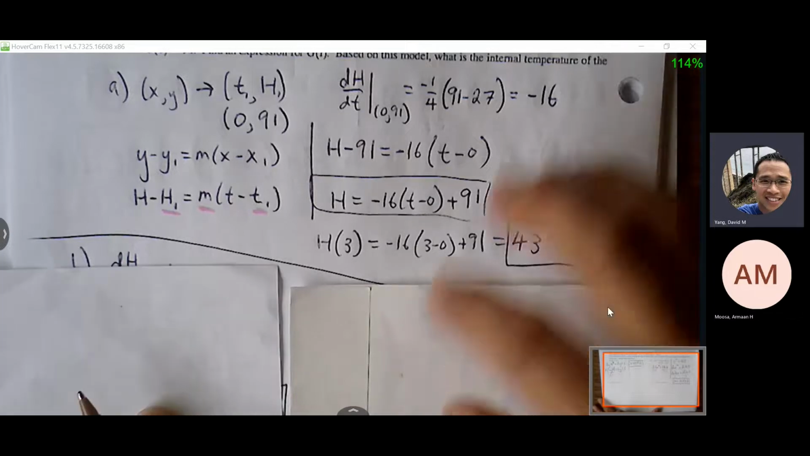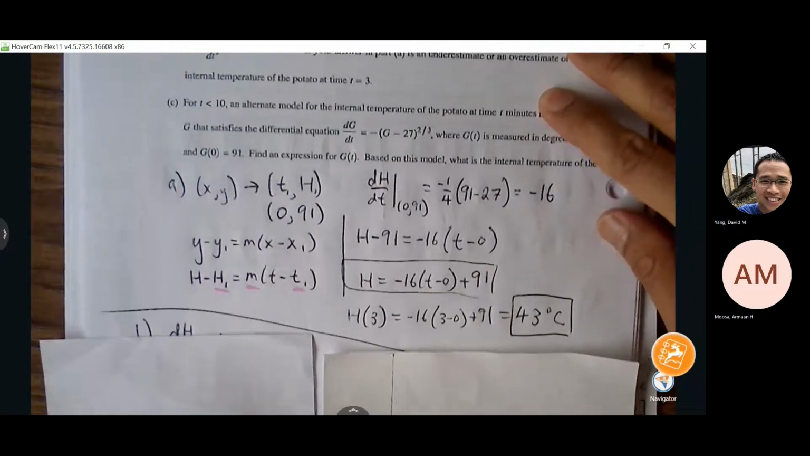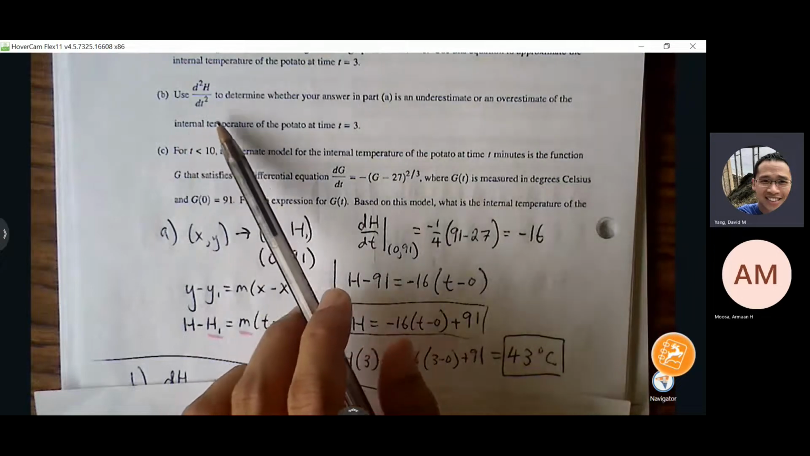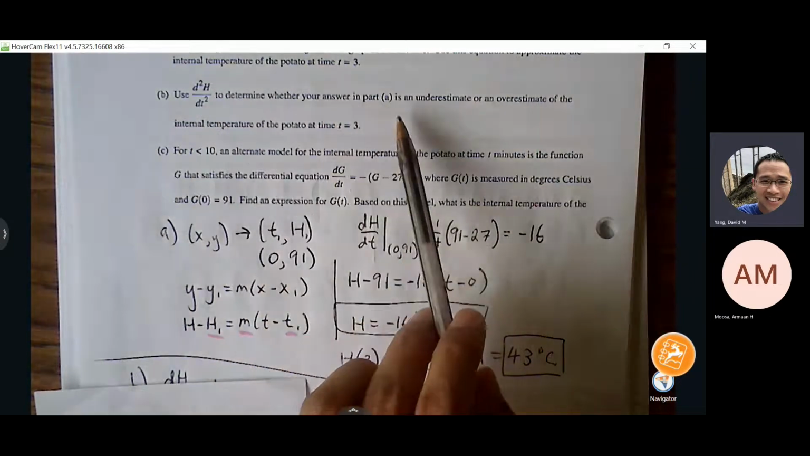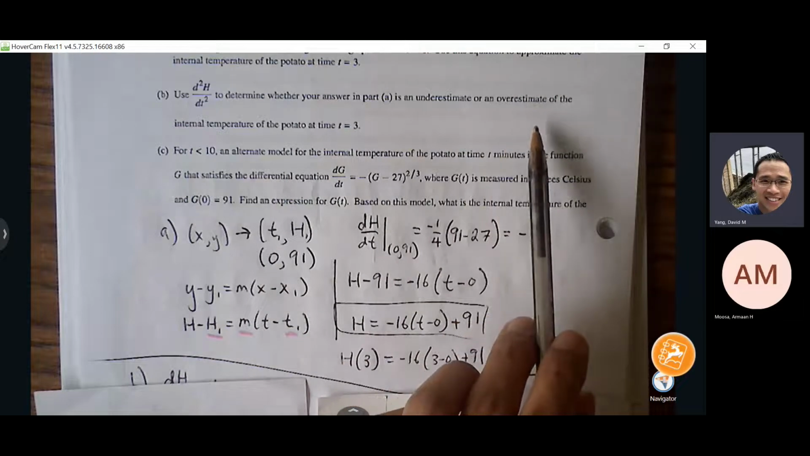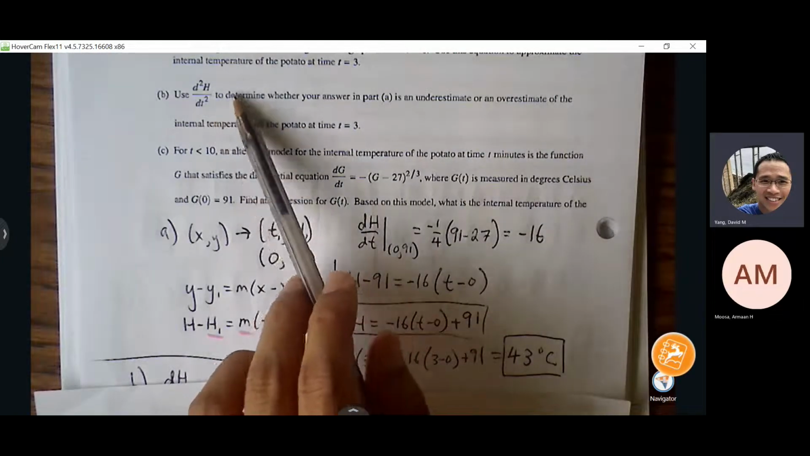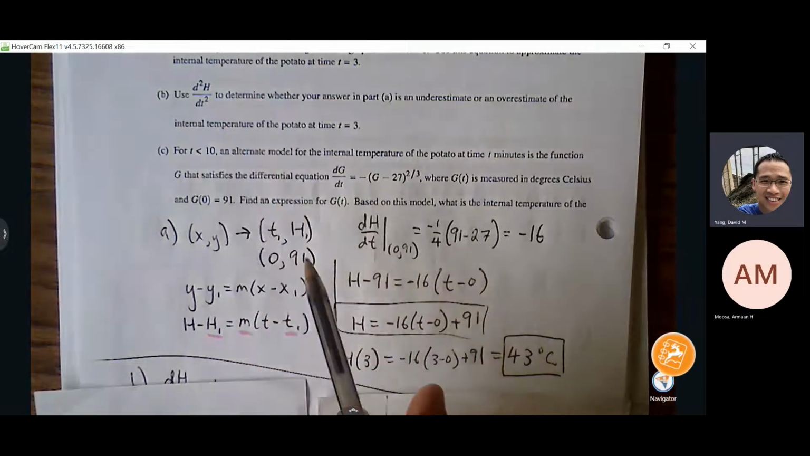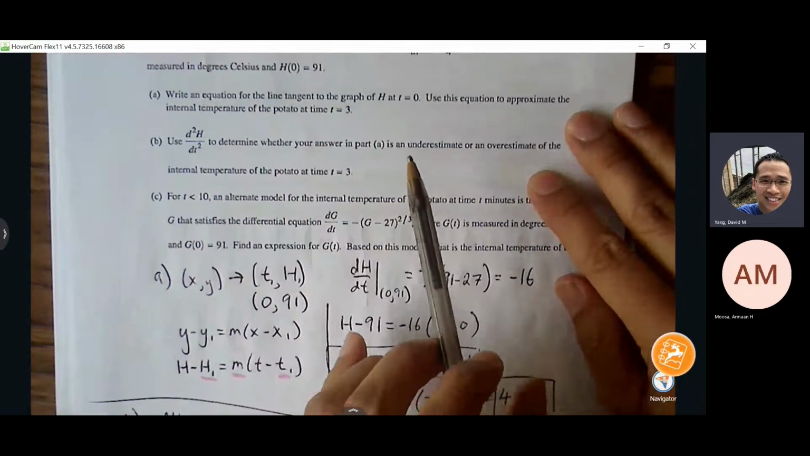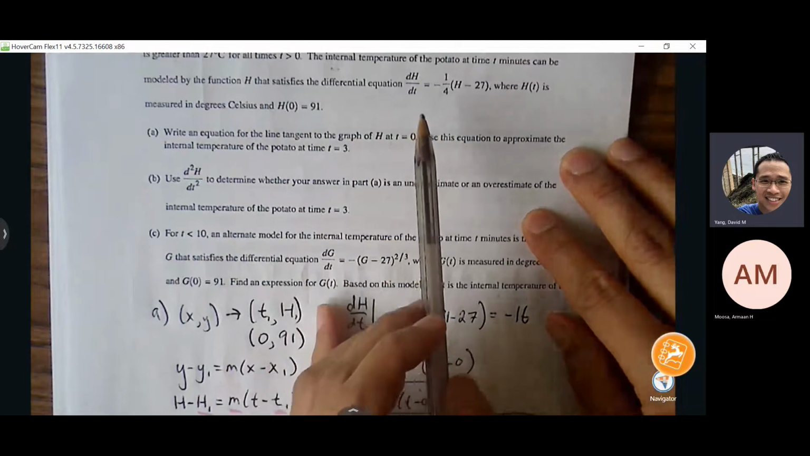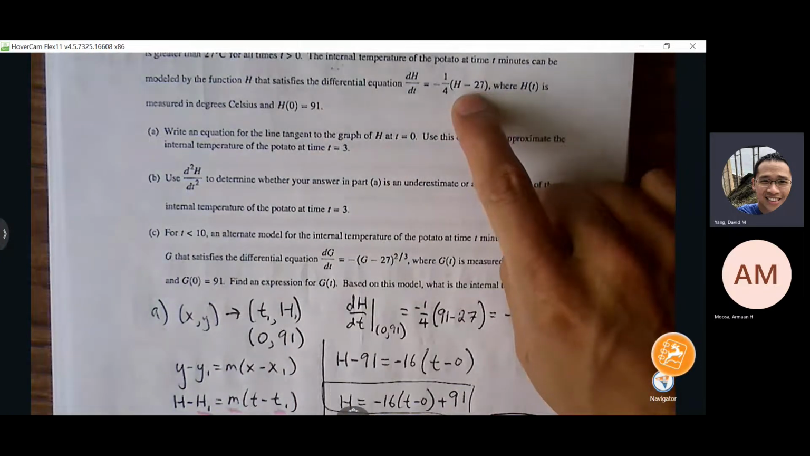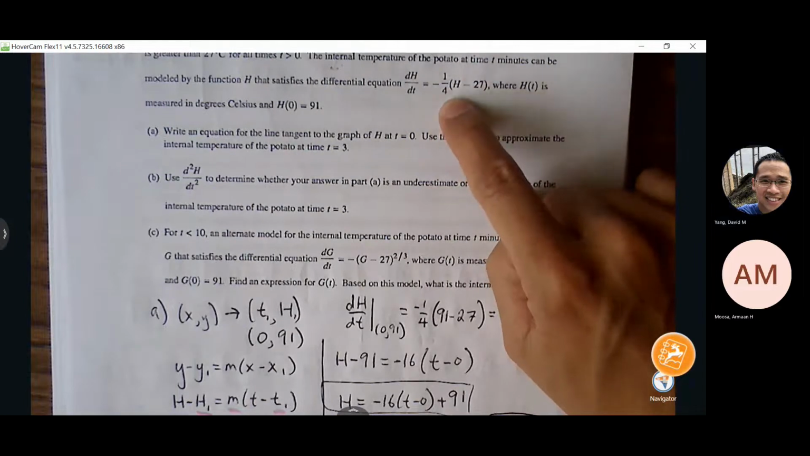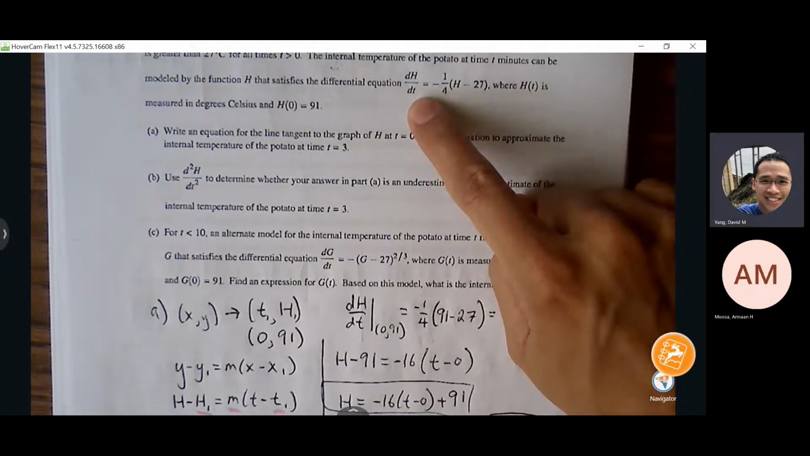Okay, part B. Part B says use d2h over dt2 to determine whether your answer in part A is an underestimate or an overestimate. So d2h over dt2, that's basically saying find the second derivative. To find the second derivative, I'm looking at my dh/dt. This is at my derivative level, and I'm just going to find the derivative of this equation. That will bring me down to the second derivative.